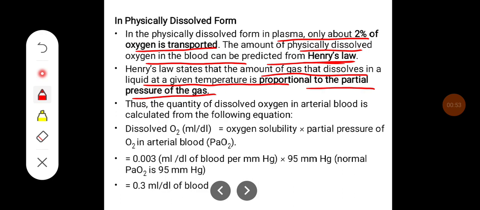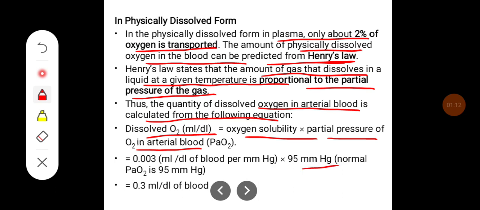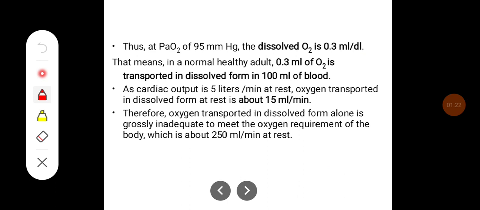Thus, the quantity of dissolved oxygen in arterial blood is calculated from the following equation. That is, dissolved oxygen is equal to oxygen solubility times the partial pressure of oxygen in the arterial blood. So that is equal to 0.003 times 95 mmHg, that is normal PaO2, which equals 0.3 ml per 100 ml of blood. Thus, at a PO2 of 95 mmHg, the dissolved oxygen is 0.3 ml per deciliter.